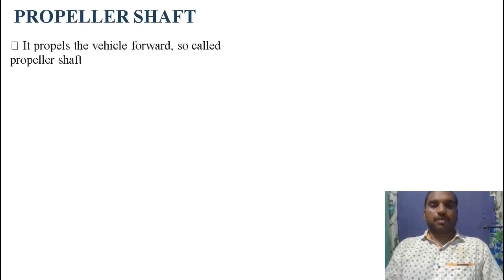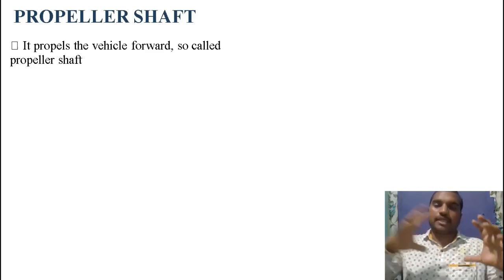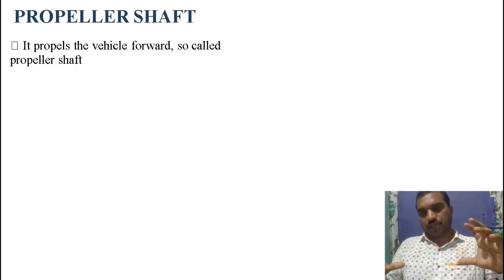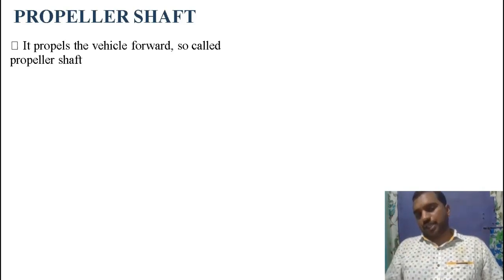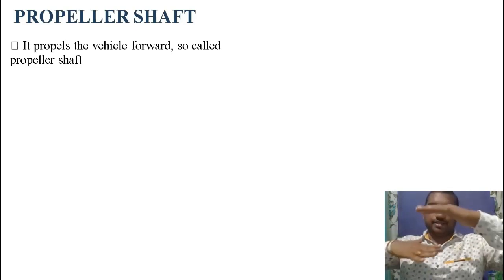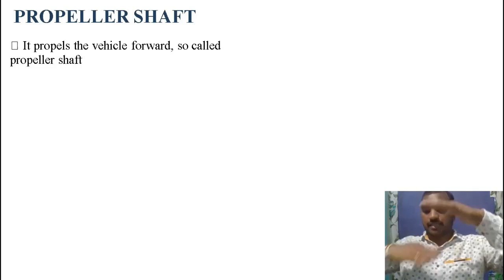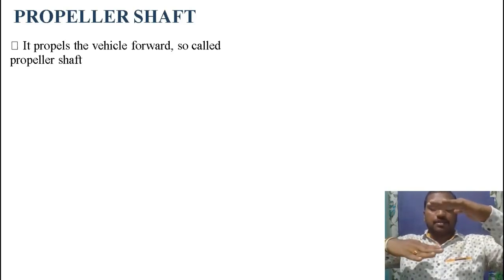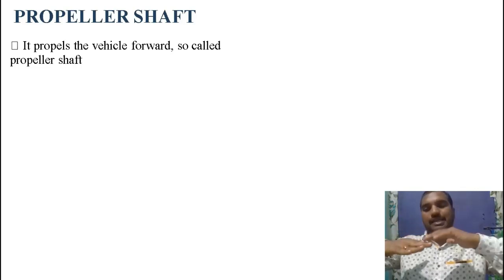Coming to the next one, that is the propeller shaft. It propels the vehicle forward, so it is called the propeller shaft. The propeller shaft is connected between the gearbox and differential, and transmits the torque from the gearbox to the differential. It also joins two different planes. The first plane is the engine, clutch and gearbox. The second plane is the differential and rear axle assembly. These two planes have some gap. This gap is bridged with the help of a propeller shaft, supported by two universal joints. With this propeller shaft, the power coming from the gearbox is transmitted to the differential.